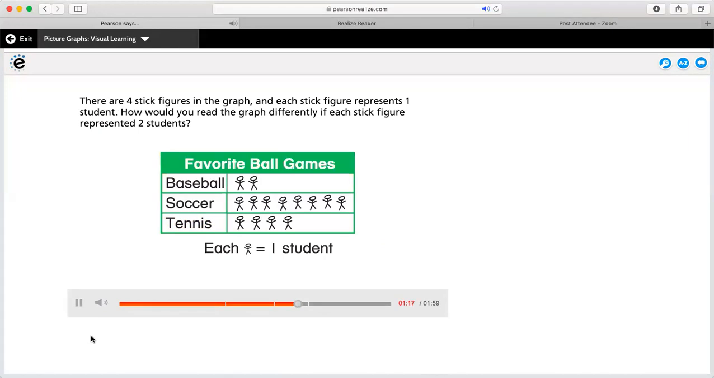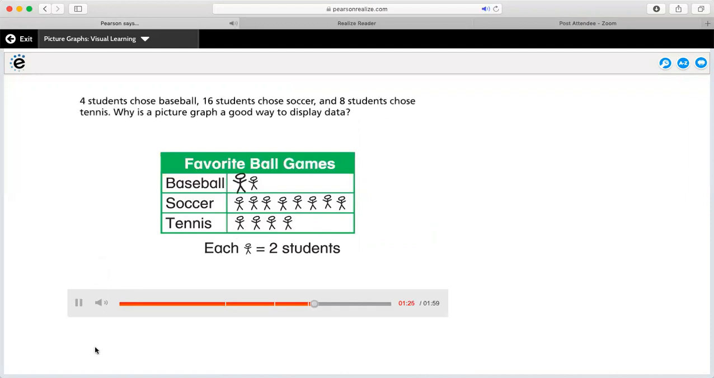How would you read the graph differently if each stick figure represented 2 students? If each of these represents 2 students, we would have to count by 2s. 2, 4, 6, 8. 4 students chose baseball, 16 students chose soccer, and 8 students chose tennis.